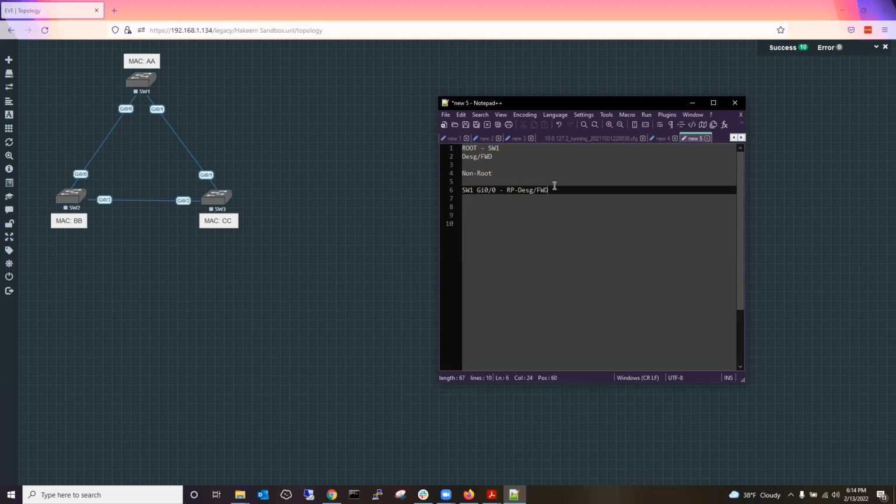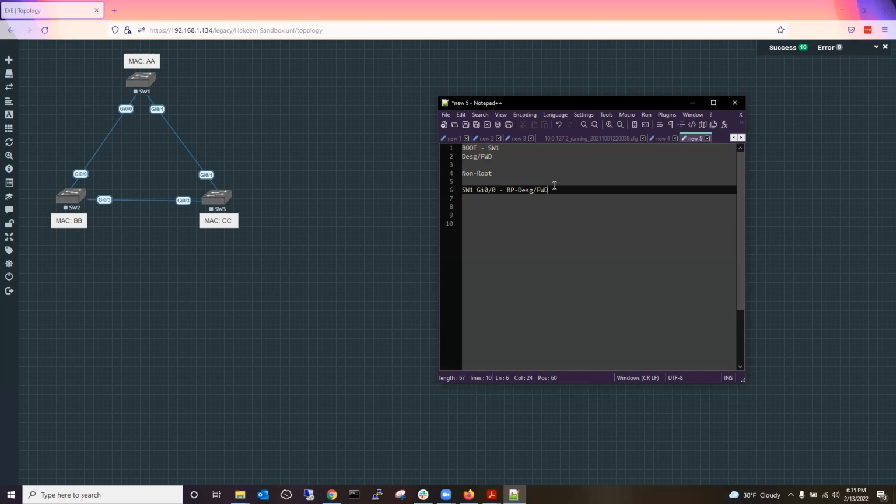Okay, so you're right. But it's not because it's connected directly. Remember, the calculation and the election process to elect the root port is cost, and that's just the cost of that link, that bandwidth. So if this was just a 100 meg link, and gigabit 0/3 was a gig link, who's going to win that battle?